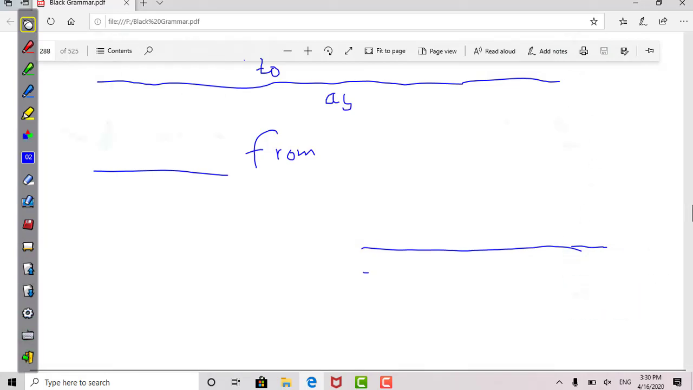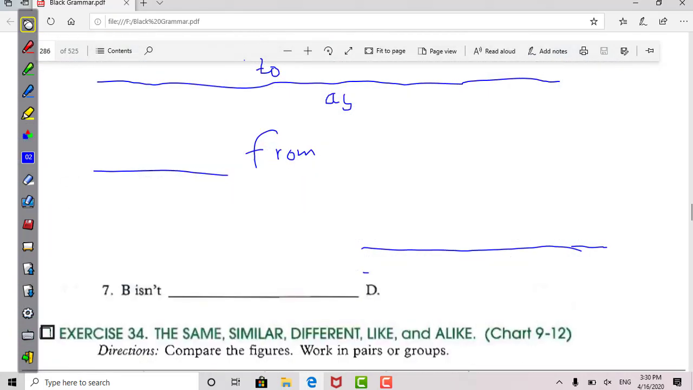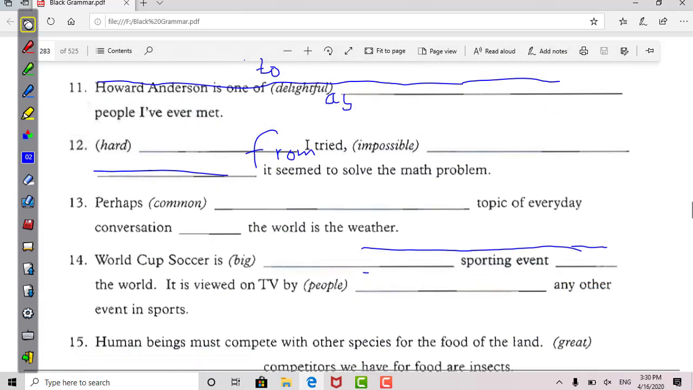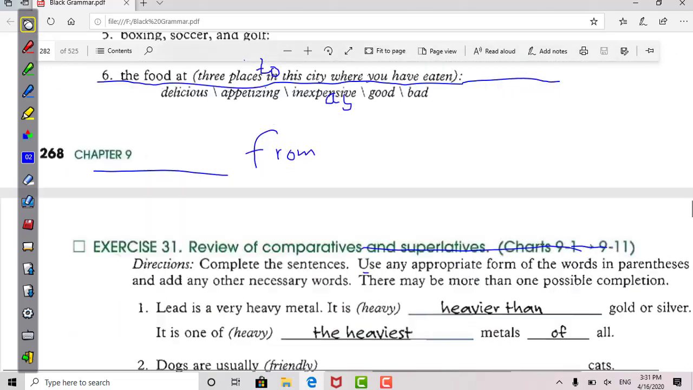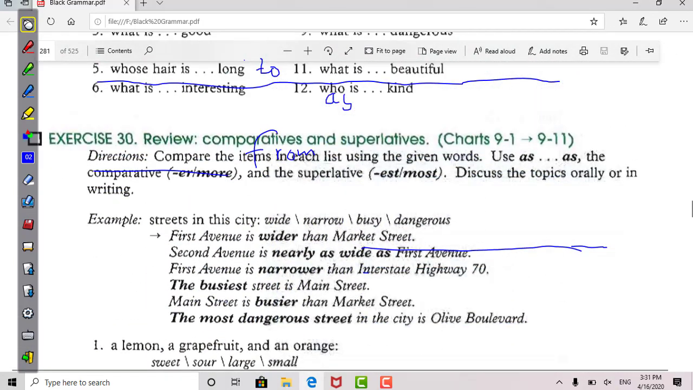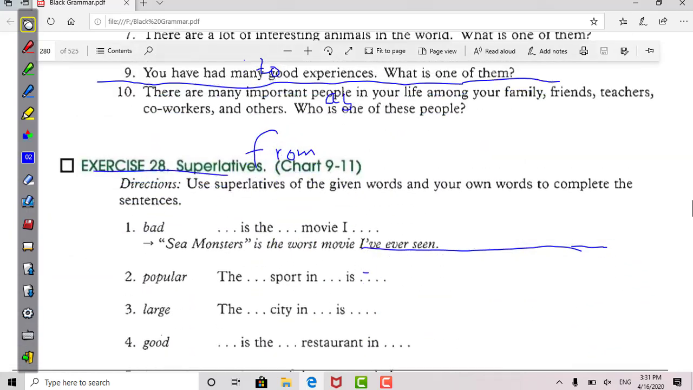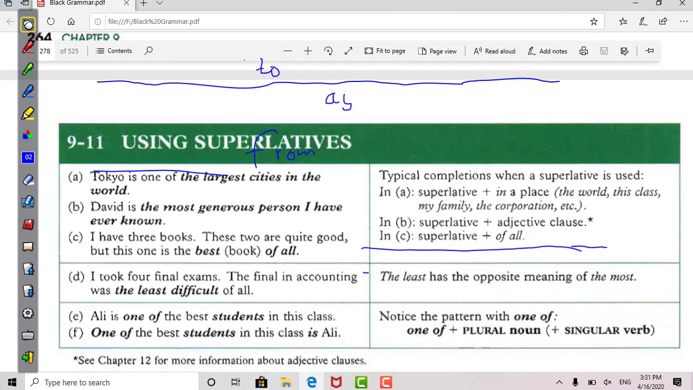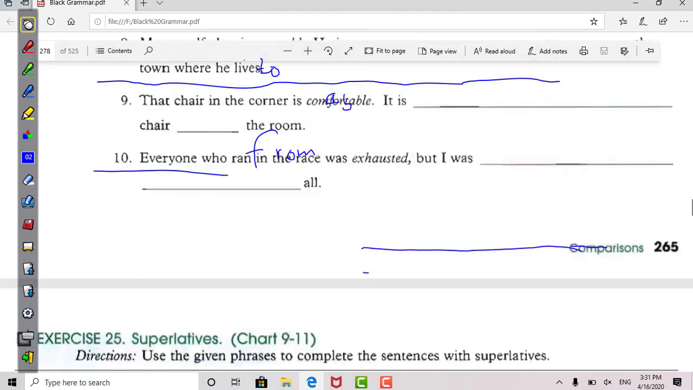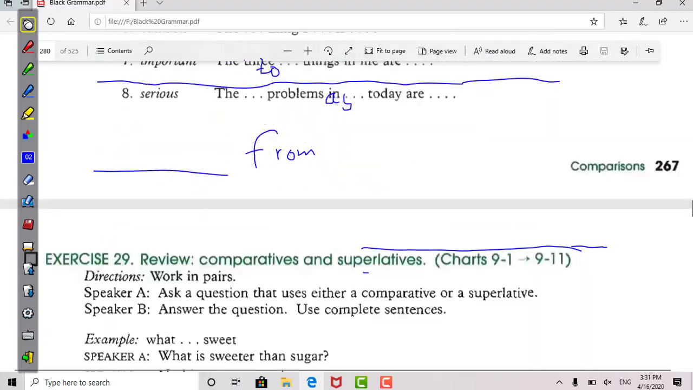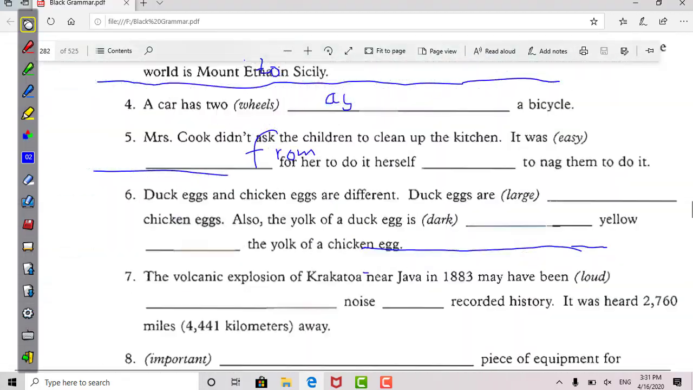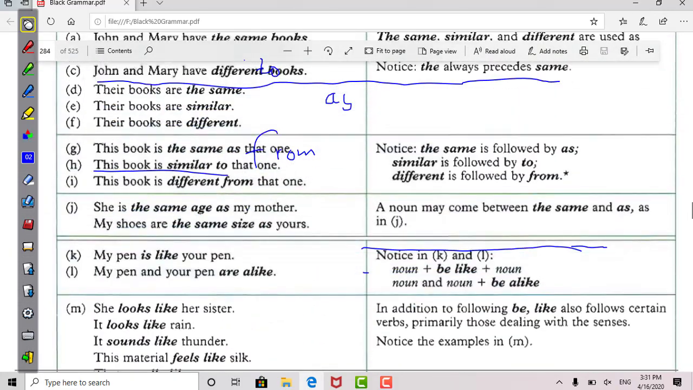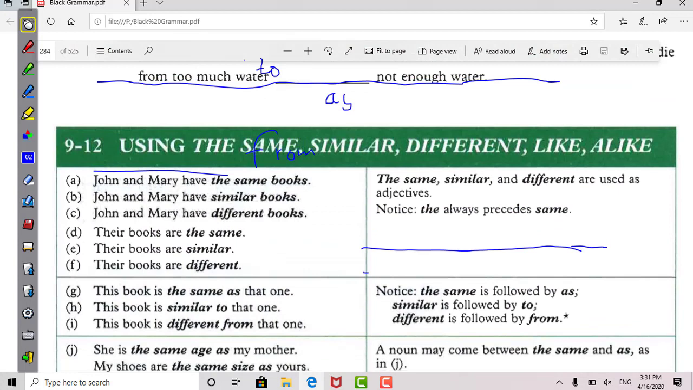So I think that is already finished for chapter 9 part 2. I have explained the materials for today, about the comparative, double superlative, also double comparative, and also by using alike, by using superlatives over here. And then also I talked about the using of the same, similar, different, like, and alike.